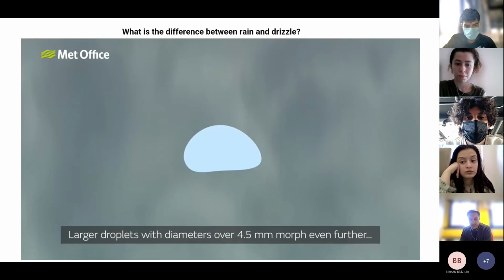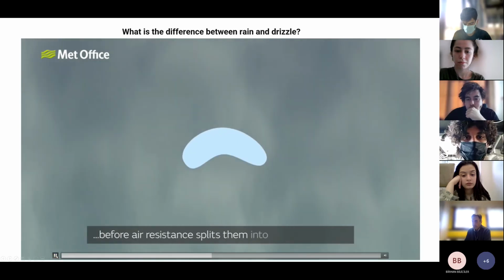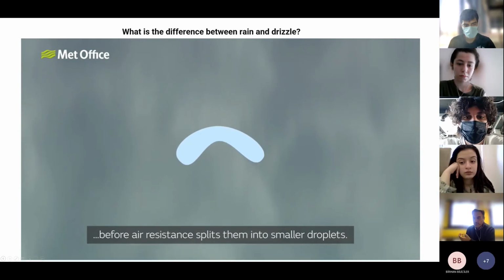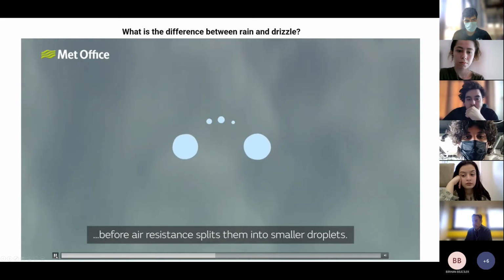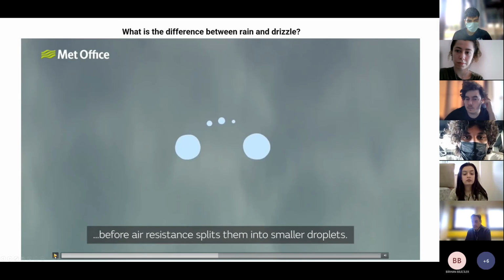And once the diameter of the raindrop grows to be more than 4.5 millimeters, see what happens to the shape. Morph means change the shape. It increases air resistance at the lower part. What happened? Again, a big raindrop divided into some smaller water droplets, and they continue their traveling downward.